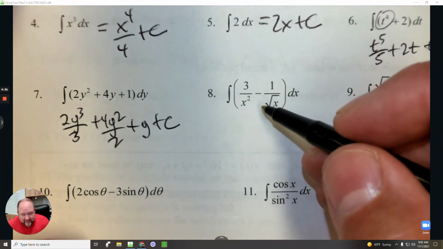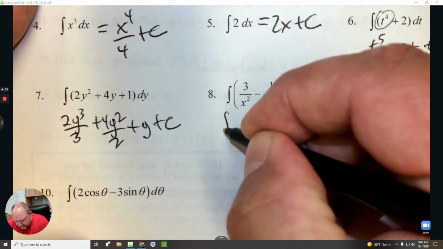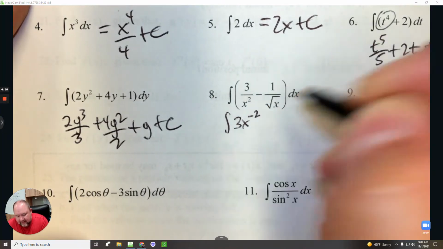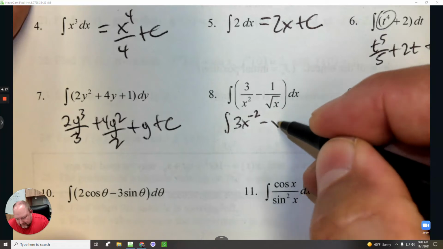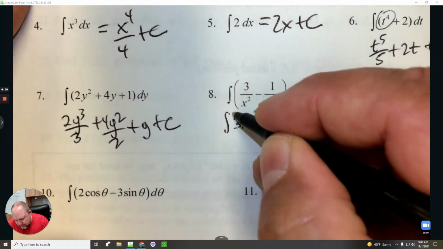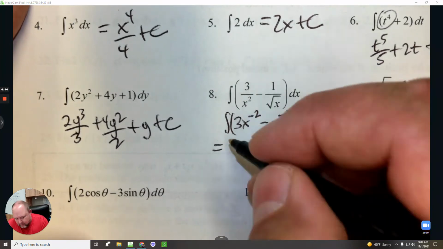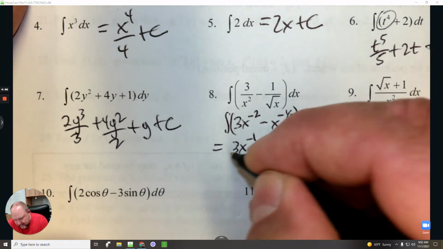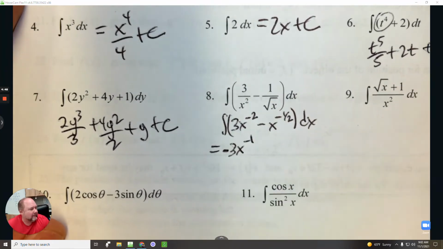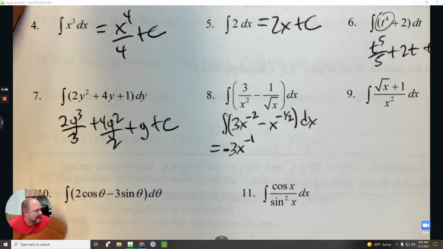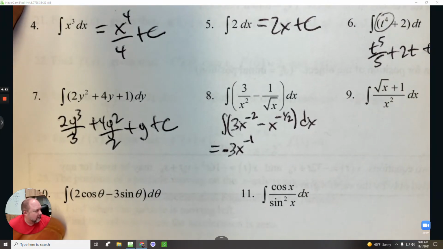Sometimes we need to make it friendly. So this is not friendly for calculus. So I'm going to write it as 3x to the negative 2 minus x to the negative 1/2. Put parentheses around it, dx. Now we're ready to add 1 to the exponent and divide. When I divide by negative 1, it just makes that number negative. Oops, let me do this quick.